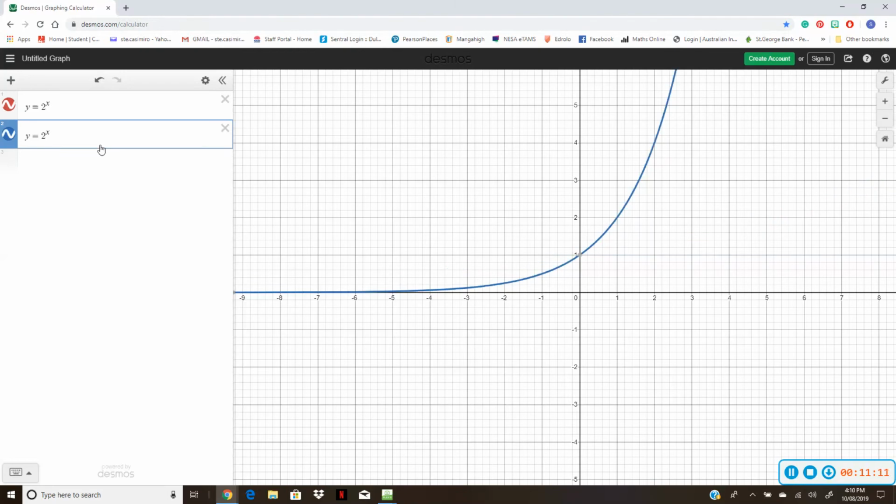If I add a constant to the power, so if it's a positive, I'll change it to 1, it moves the whole graph to the left by 1 unit. And if I subtract it, it moves it to the right.